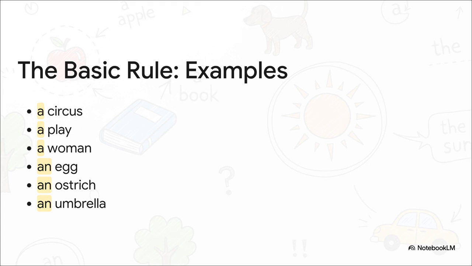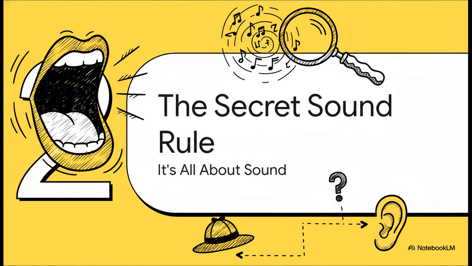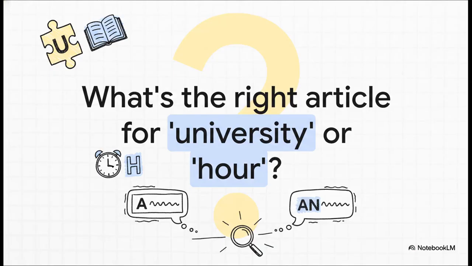Simple enough, right? But hang on a second. Just when you think you've got it all figured out, there's a plot twist. There's a secret rule that can trip up even the smartest detectives. And here's the secret. It's not always about the letter you see. It's all about the sound you hear. This brings us to a really interesting puzzle. Okay, look at the word university. It starts with the vowel U, so it should be an university, shouldn't it? And then there's hour. It starts with the consonant H, so that must mean it's a hour. Or is it? Let's investigate this a little closer.